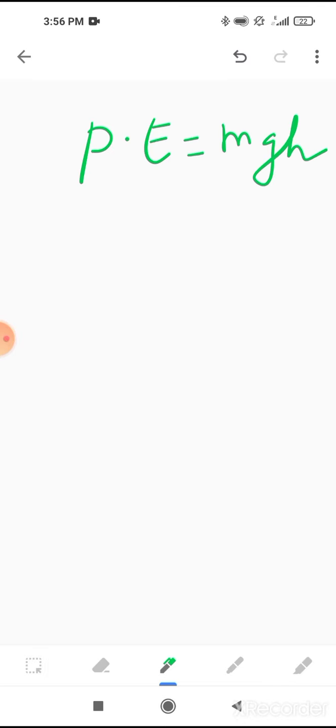Next question 15. Same type of question was explained earlier, so you can do it by yourself. Now 16. A body of mass 2 kg falls from a height of 10 meter. How much energy does it possess at any instant? So how much is the potential energy? That is mgh.